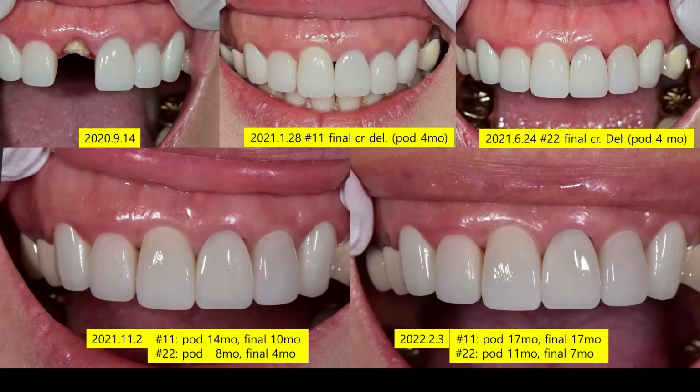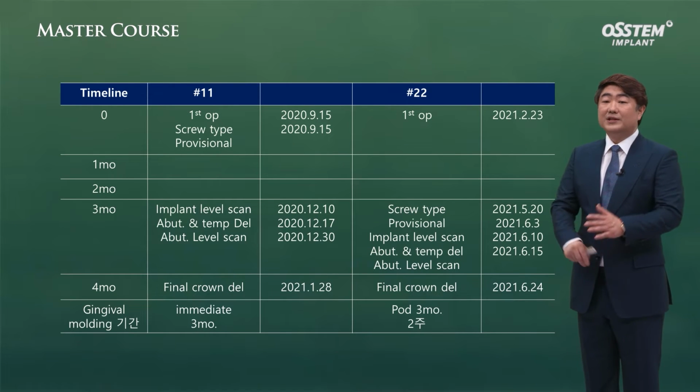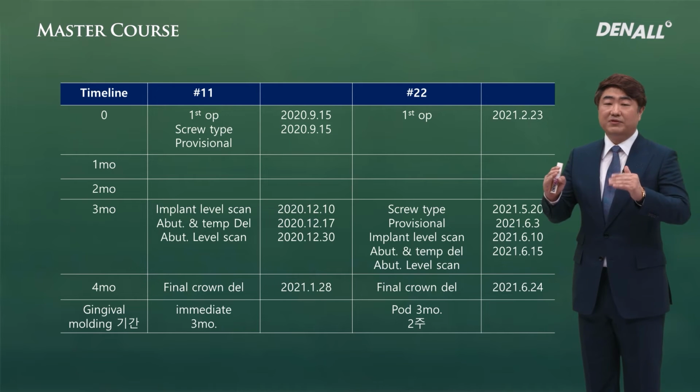Hence, if you compare by timeline, he came in September, and then for 17 months since then, you can see the changes in the prosthesis as well as the gingiva. If you look at the time, number 11 and 22 follow about the same timeline. The prosthesis was delivered after 4 months.